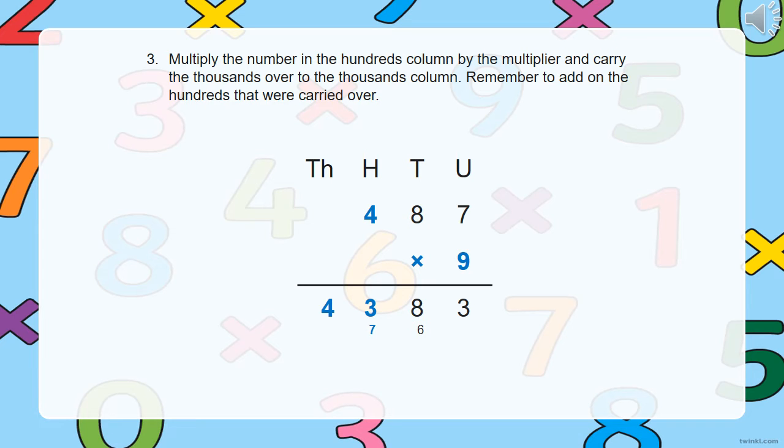And the final step is to multiply the numbers in the hundreds column by the multiplier and carry over any thousands into the thousands column. But this time we won't place it underneath, we'll place it next to the hundreds, as this is the final calculation. But remember to add any of the hundreds that we carry over as well. So this time we're looking at 9 times 4. 9 times 4 is 36. But we have to add the 7 as well, making 43. That will give us our final answer of 4,383.